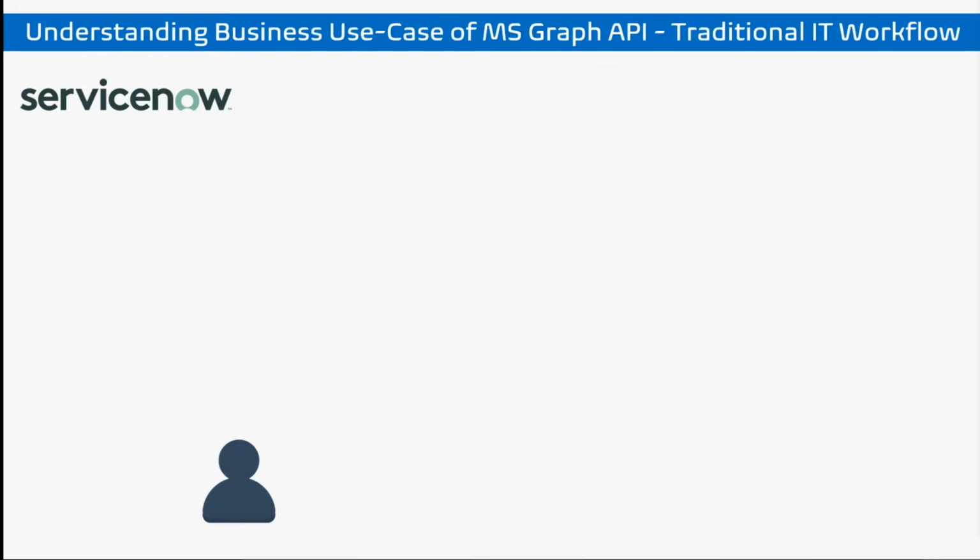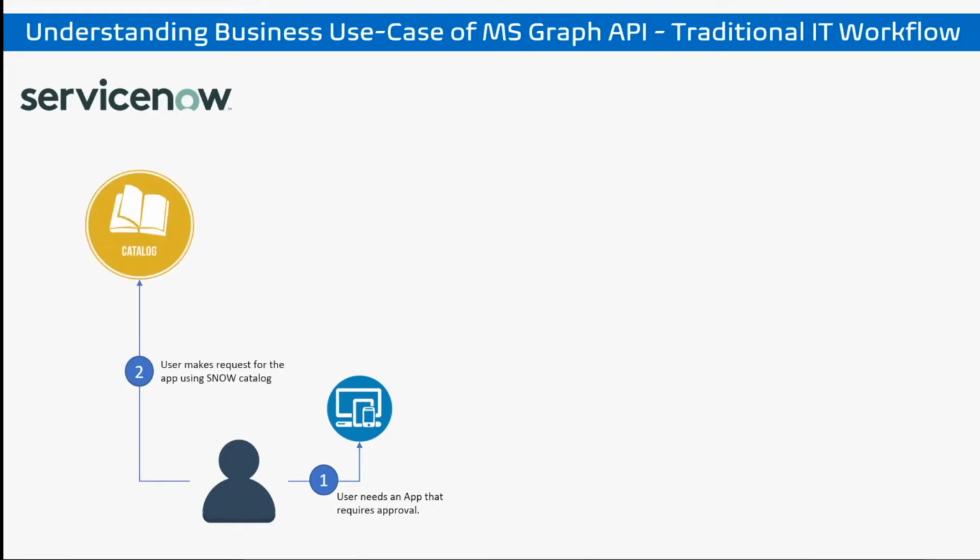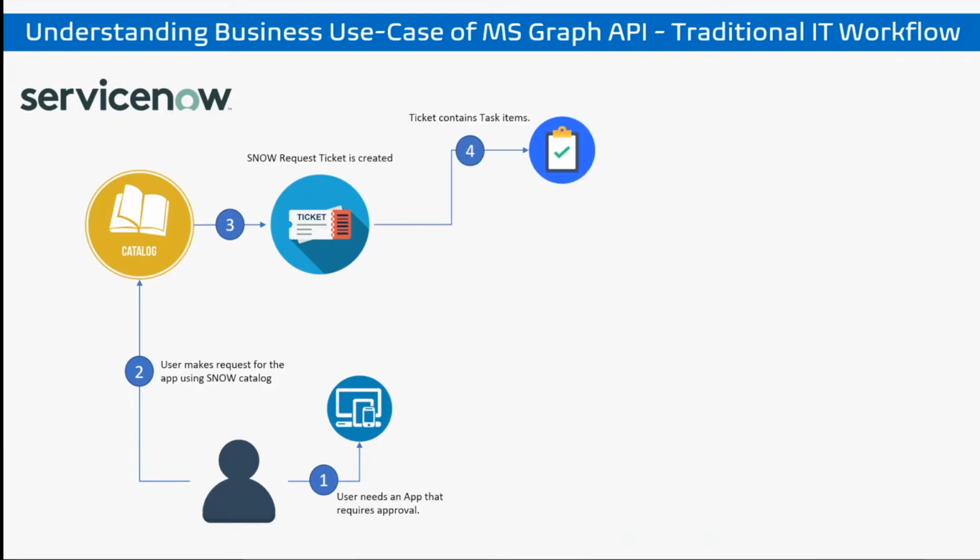So from the IT perspective, when a user needs to request an app that requires an approval, that may be an application that requires a license, like Visio or Project. Most organizations have an ITSM tool in place like ServiceNow, which is the most popular, and ServiceNow has the app catalog which the user can use to request an application that requires an approval. So what the user does is make a request for an app via the ServiceNow catalog, which creates a ticket, a Snow ticket. A ticket will have tasks.